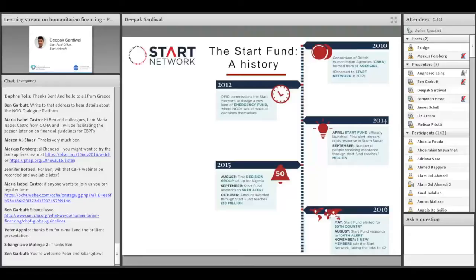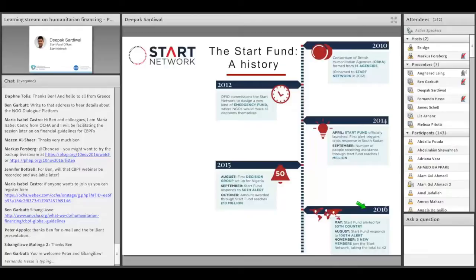This slide gives you a very quick overview of the history of the START Fund, which falls under the START Network, set up in 2010. For those of you who have followed our journey, you may remember that we were previously called the Consortium of British Humanitarian Agencies, and this was renamed the START Network in 2012. The START Fund was officially launched in 2014, and by October 2015, £10 million had been awarded through the START Fund. In August this year, the START Fund responded to its 100th emergency, and this month three new members have joined. That's 5 new members this year, taking the total membership to 42.